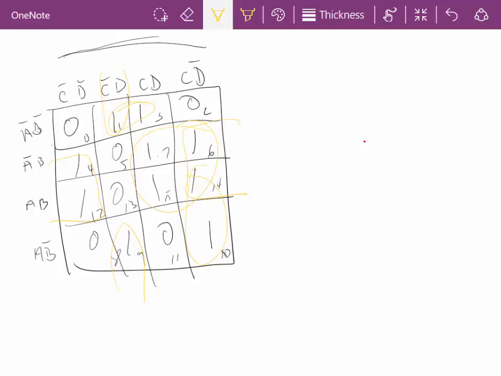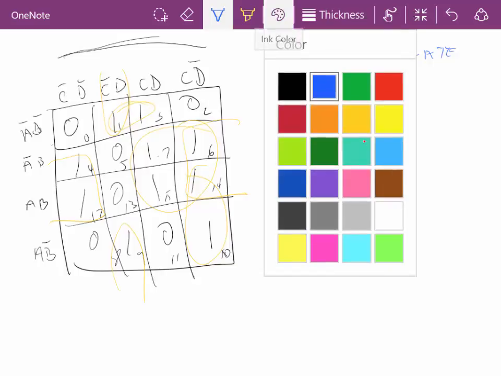Now, if my question is different, and I say find the simplest NAND gate circuit, you would do exactly what we've been doing. However, if I say find the simplest NOR gate solution, and this is what I don't think I went through last time very well. If I did, I may have missed it.